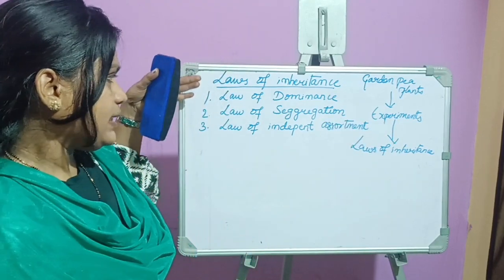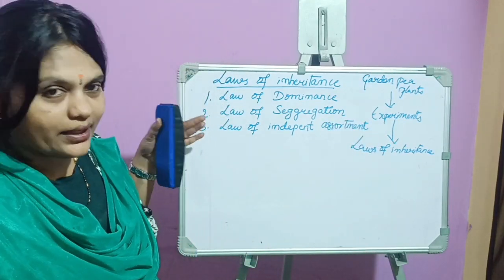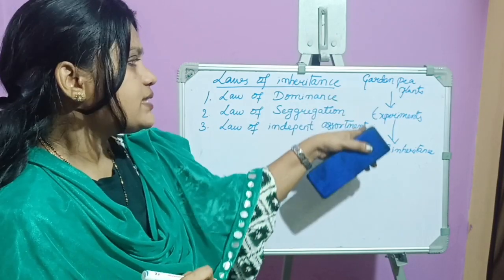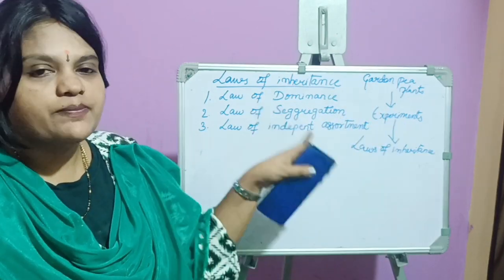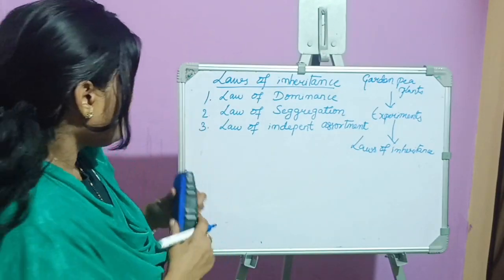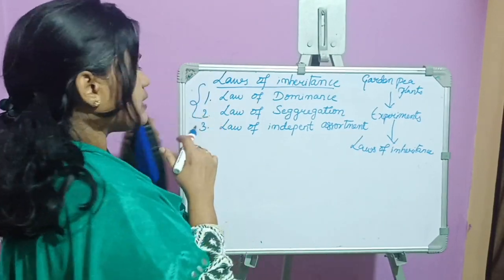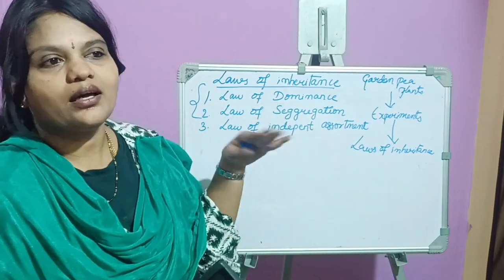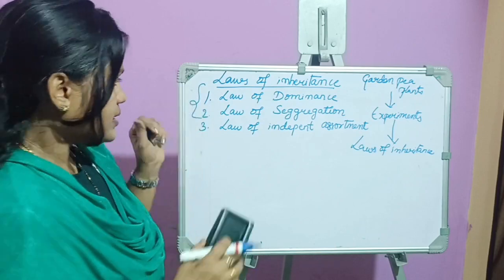These are the three laws which Mendel gave through his experiments on the visible characteristics of garden pea plants. In this session we will see two laws, the law of dominance and the law of segregation. The law of independent assortment I'll try to explain in the next session.